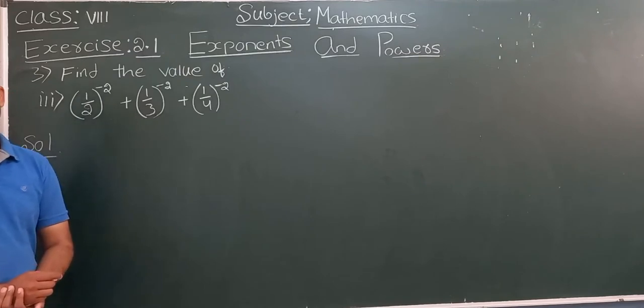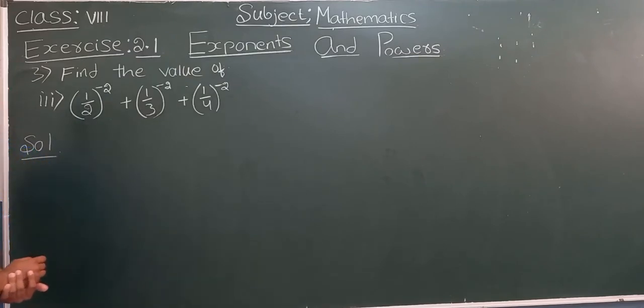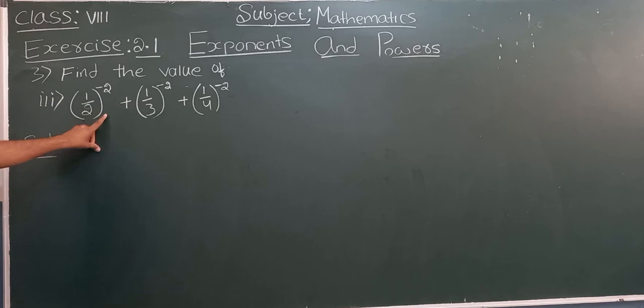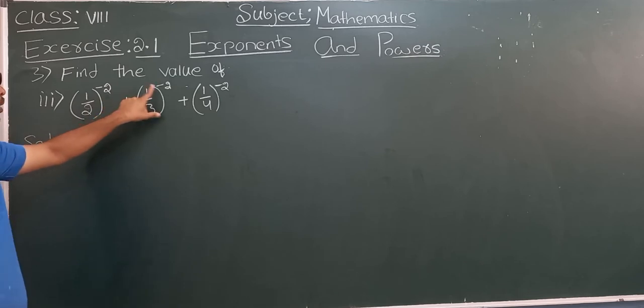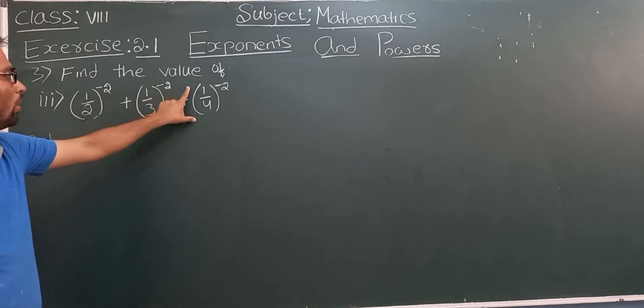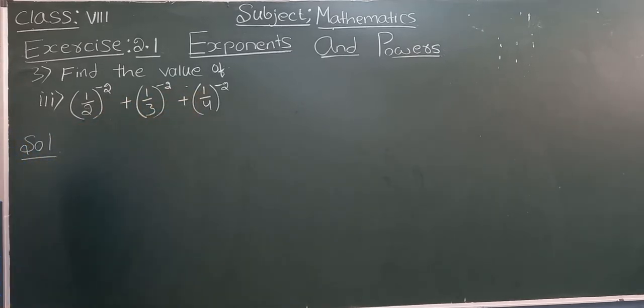Students, now to solve the third question. What is given here? 1 by 2 whole to the power minus 2, 1 by 3 whole to the power minus 2, 1 by 4 whole to the power minus 2.